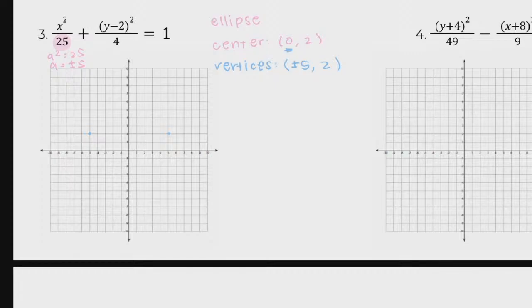Okay, and then we have to find the co-vertices. So we're looking at b, which is 4. So b squared equals 4, and that means b equals plus or minus 2. And since this is under y, we're going to be changing the y coordinate of the center. So co-vertices, it's going to stay 0, and then 2 plus or minus 2. So then we'll have to figure out each one. 2 plus 2 is going to be 4, and 2 minus 2 is going to be 0. So those are going to be our two co-vertices.